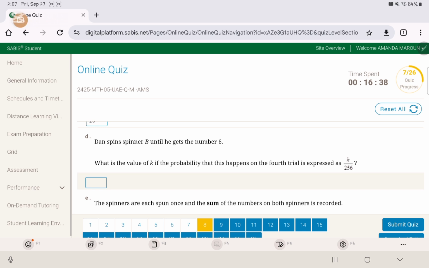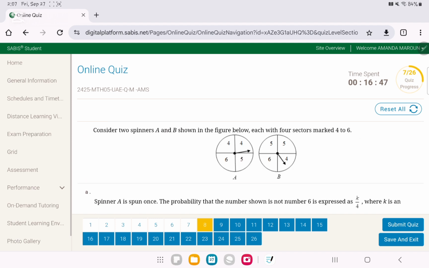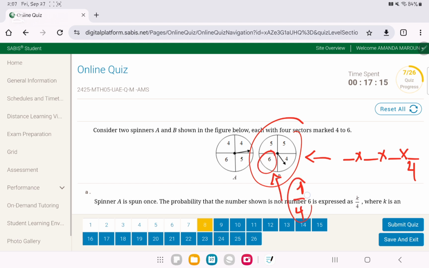Now, Dan spins spinner B until he gets number 6. What's the probability this happens on the 4th trial? So Dan is spinning spinner B, this spinner. They're saying he's going to spin it until he gets 6. On the 4th trial, so he did 1, 2, 3, 4 trials. We're going to multiply them all. He did 4 trials. On the last one, he got 6. What's the probability of getting 6, first of all? 1 out of 4. So on the last one, he got 6. This probability is 1 out of 4.